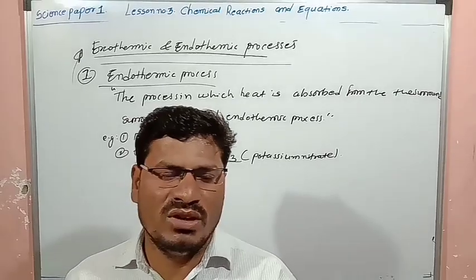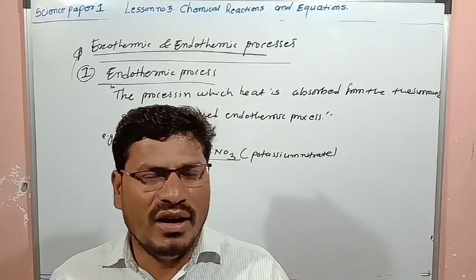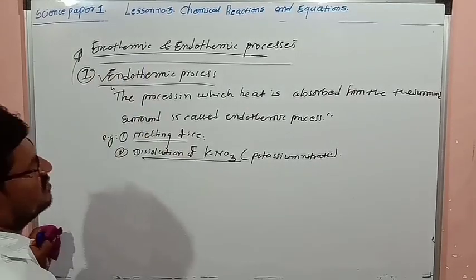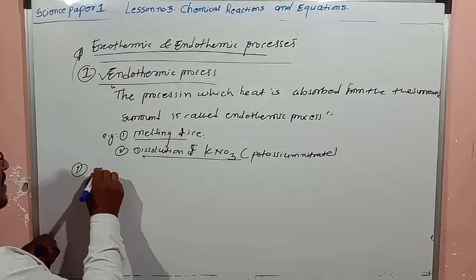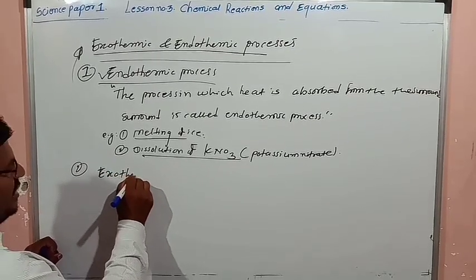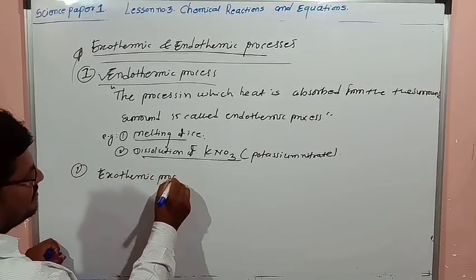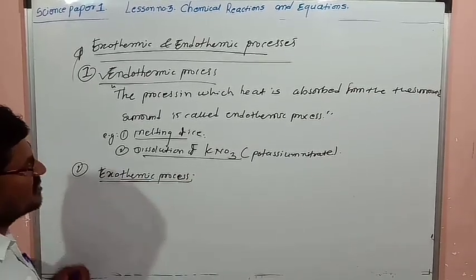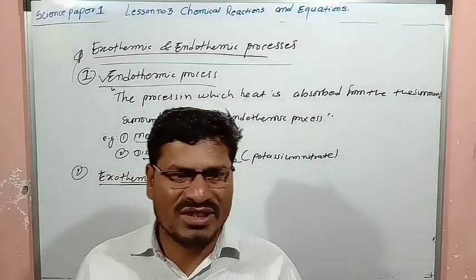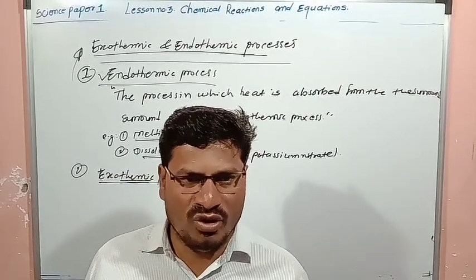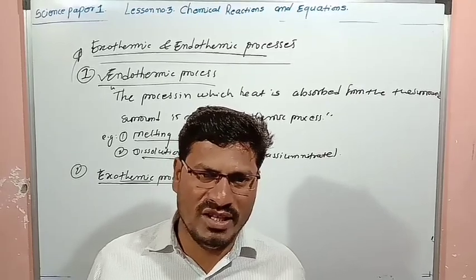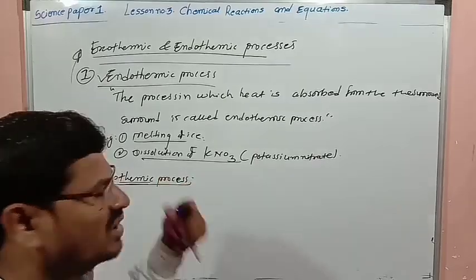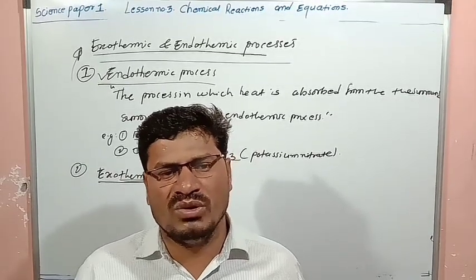So next thing we are going to learn is the exothermic process. First one, the endothermic process, we have studied. Second one is the exothermic process. Now the word thermic is there. Thermic means related to heat. Endo means in, exo means out, and thermic means heat. So in case of the exothermic process, we are going to learn the definition.